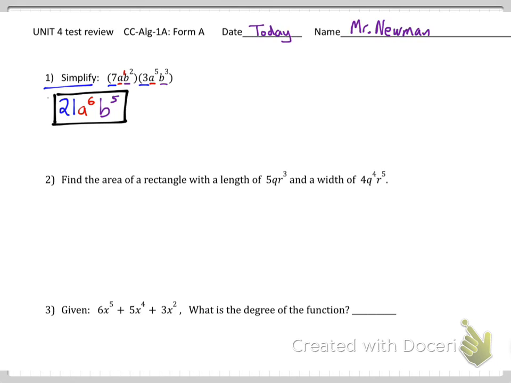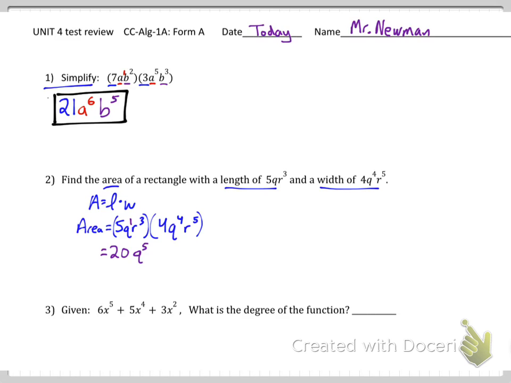For number 2, it says find the area of a rectangle with length 5qr cubed and width 4q to the fourth r to the fifth. Area is length times width, so I'm going to take those two monomials and multiply them together, which means this problem is very similar to the first one that we did. Let me write them out. We have length and we have width. Area is 5qr cubed times 4q to the fourth r to the fifth. When we multiply those out, 5 times 4 is 20. Q times q to the fourth is q to the fifth. R cubed times r to the fifth is r to the eighth, and that is our answer.